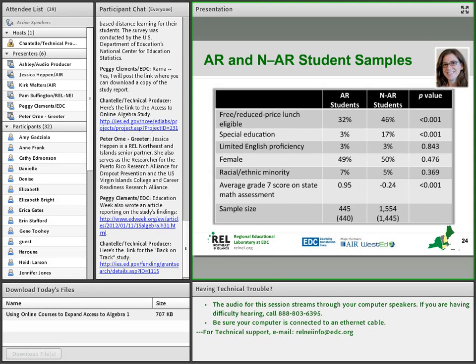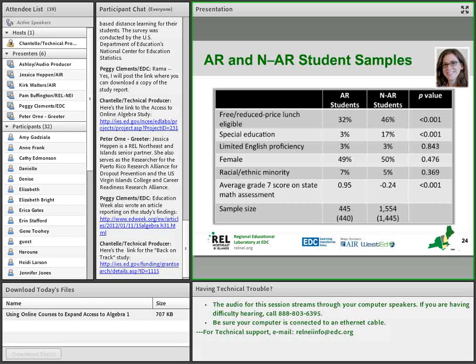The p-value column over on the far right gives you a sense of whether those are different. So the free and reduced price lunch eligibility was different. Special education eligibility was different. English proficiency, gender, racial, ethnic minority were not different. And then, again, that second from the bottom row shows you that, on average, the non-Algebra Ready students scored about 1/4 of a standard deviation below the mean on the state assessment from the year prior. So they were less high achieving than the Algebra Ready students.